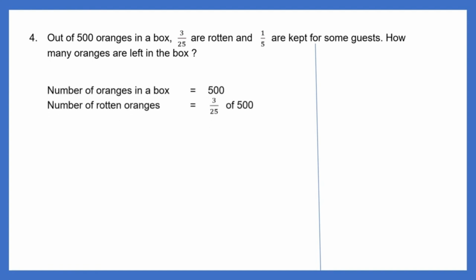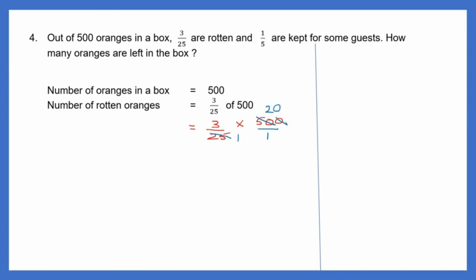Number of oranges that are rotten are 3 by 25 of 500. So let's find out how many oranges are rotten. So 3 by 25 of means multiplication 500. You can give it a denominator by 1. Is there something we can cancel? Yes, I can cancel 25 and 500. 25 ones are 25. 25 twos are 50 and I add the 0.